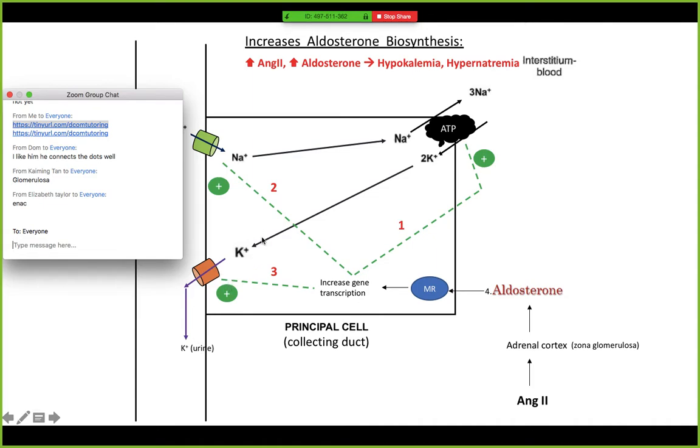So really, the take-home message from this slide is the fact that if you increase angiotensin II and you increase aldosterone, that's going to result in hypokalemia and hypernatremia. So hypernatremia from the increased sodium reabsorption, and hypokalemia because the potassium is falling out into the urine.